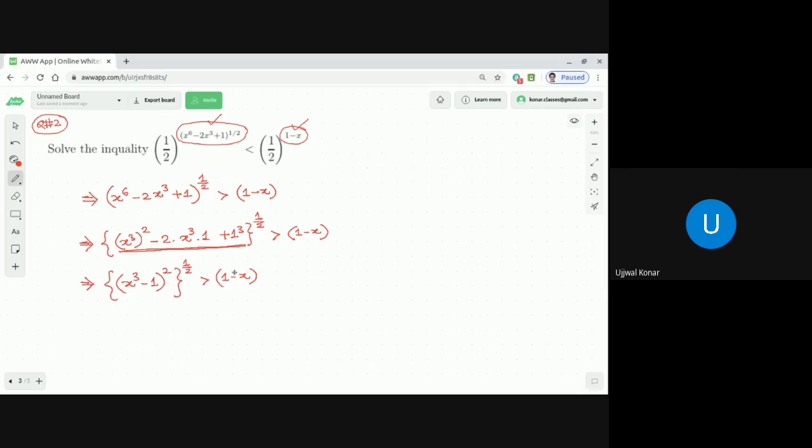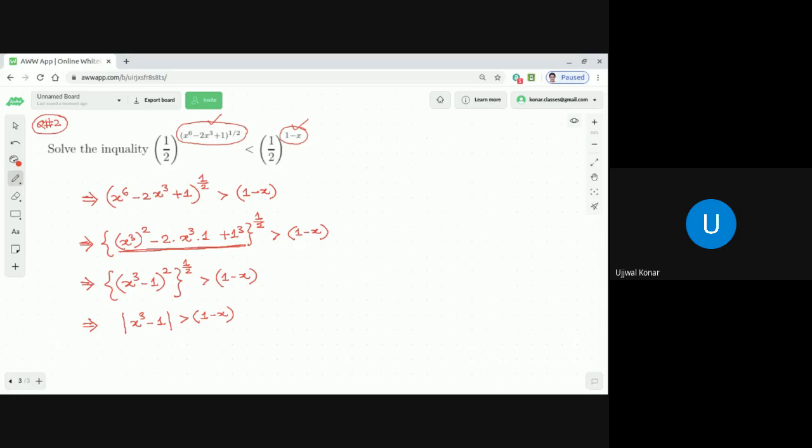So now what can we conclude? Can you directly write it is x cube minus 1 in the left hand side? Not really. That is the reason why I brought this question. You directly cannot write, because we should always write it as mod of x cube minus 1, because we do not know whether the inside is positive or negative. So we can say that mod of x cube minus 1 is greater than 1 minus x. All of you got it, why I wrote like this?